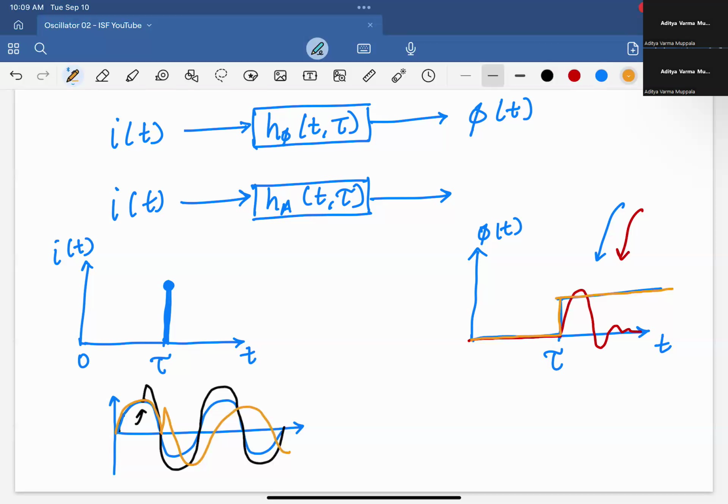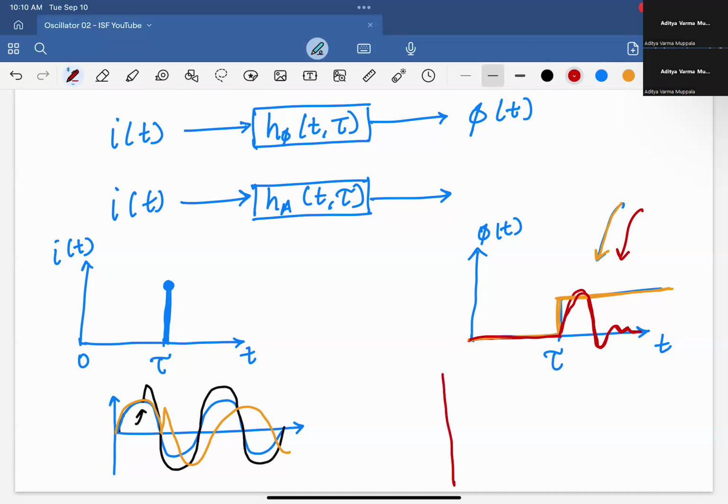So that's why we say, okay, whenever there's an impulse, if that impulse creates some phase shift at tau, that phase shift persists. Whereas whatever amplitude shift it creates at tau, that decays with time. Right? So this is the intuition behind why that is.